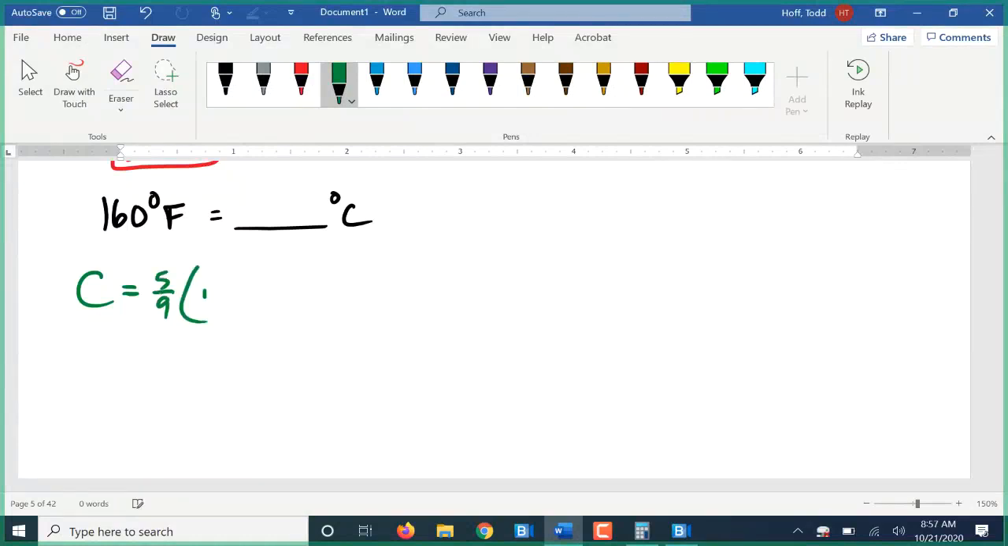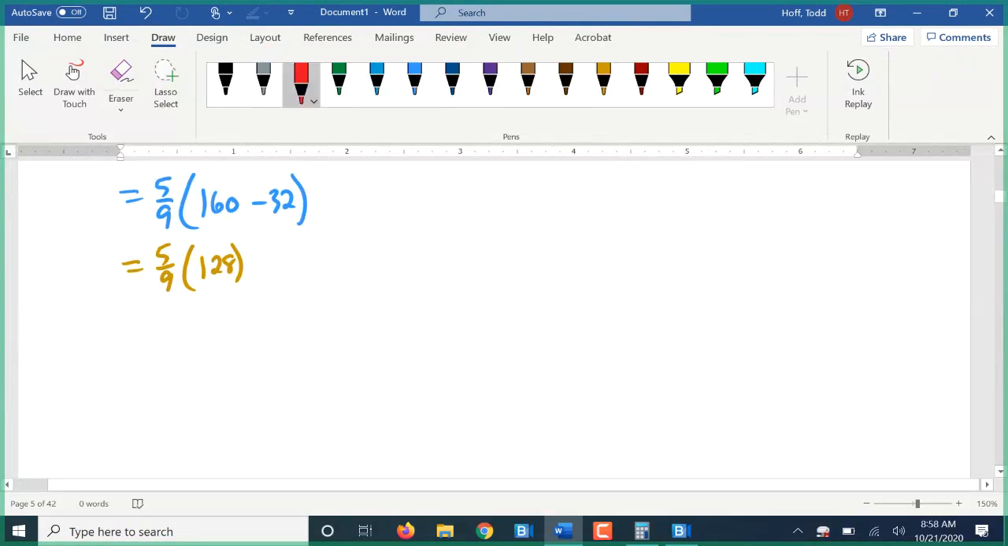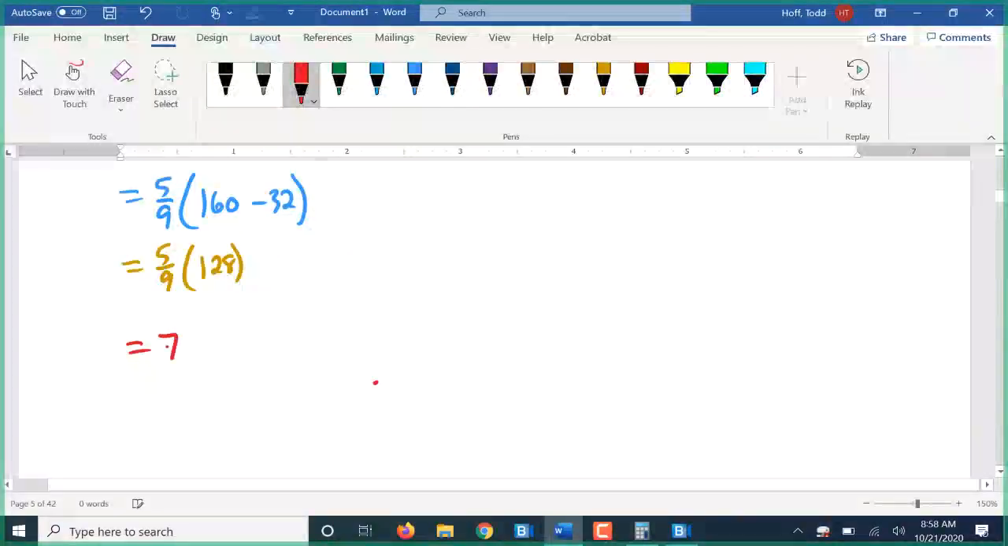That's 5/9 times, in parentheses, F minus 32. So we put the 160 in for F. Order of operations now, we do the parentheses first. 160 minus 32 is 128. And now we have to do the 5/9 times 128. So once again, just 5 divided by 9 times 128. This is going to give us an ugly decimal, 71.11 degrees Celsius.